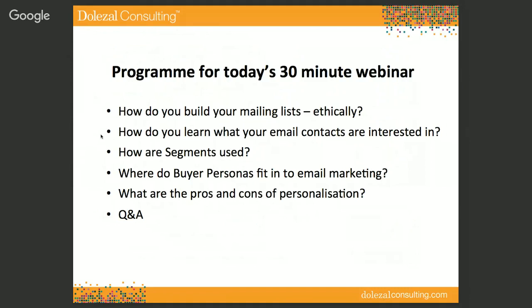Okay, so we're going to cover how you build your mailing lists in an ethical manner, because if you want to stay the right side of the law, then you do need to be ethical in the way that you gather data. How do you find out about what your contacts are interested in? Because that will help you shape and modify the content of your campaigns over time. How are segments used, and maybe where do buyer personas fit into email marketing? It might be something that you're already using, that you may have them very well developed, and every time you sit down to create any piece of content, you have a certain avatar or buyer persona in mind, but perhaps you're not quite ready yet. Maybe you're still at the beginning of your journey. So we'll touch on those a little bit today. And then finally, what are the upsides and the downsides to personalization?